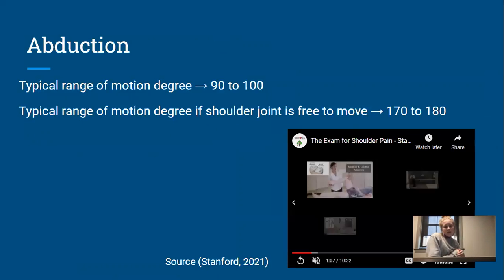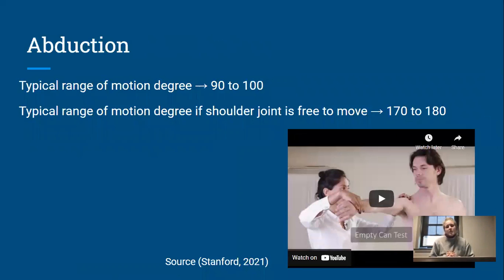You'll start with their arms by their sides, and ask them to raise their arms laterally until they can have their hands above their head. The examiner will support the scapula during this test, making this a passive test. This movement will be an upward lateral movement of the humerus out to the side. The typical degrees for abduction, if the shoulder girdle is prevented from moving, would be 90 to 100. If the shoulder is free to move, it will be 170 to 180.